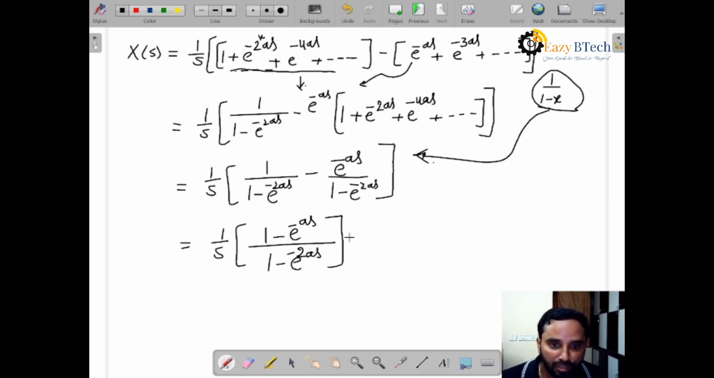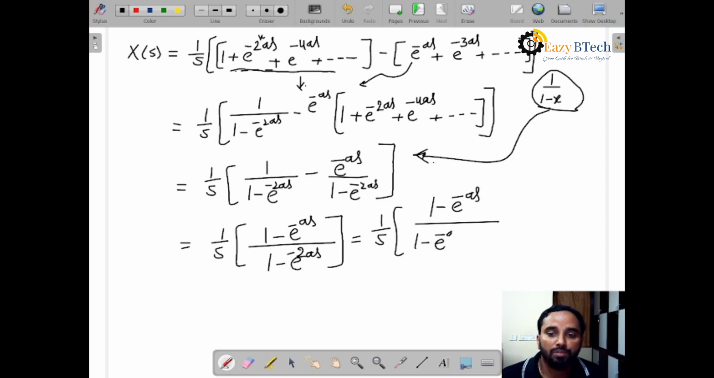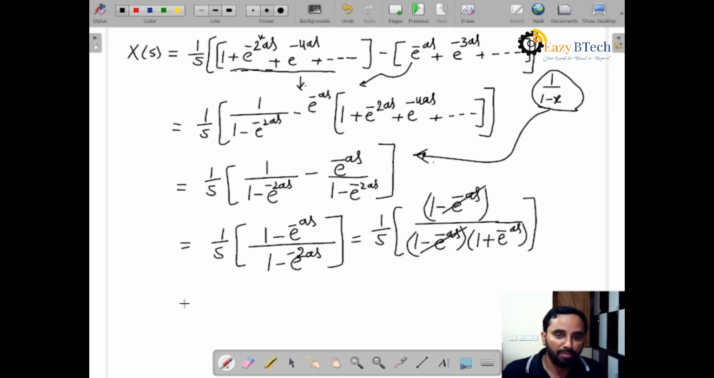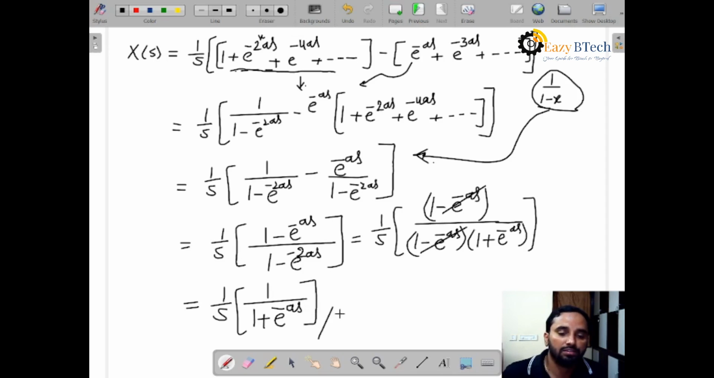Now the denominator we can write as 1 minus e power minus as into 1 plus e power minus as, like a plus b into a minus b, a square minus b square. So here the numerator and denominator terms cancel. The remaining is 1 by s into 1 by 1 plus e power minus as. So this is the answer.